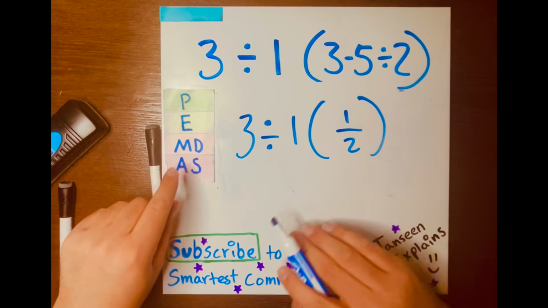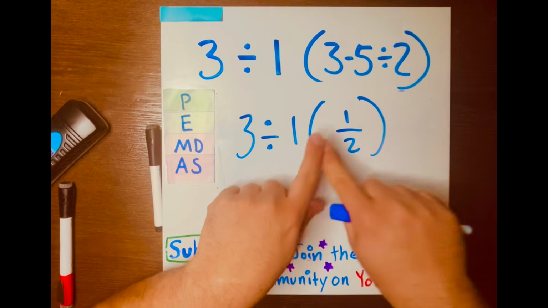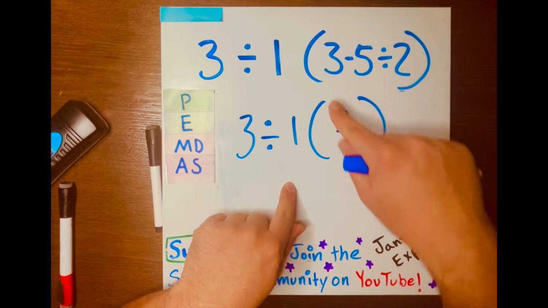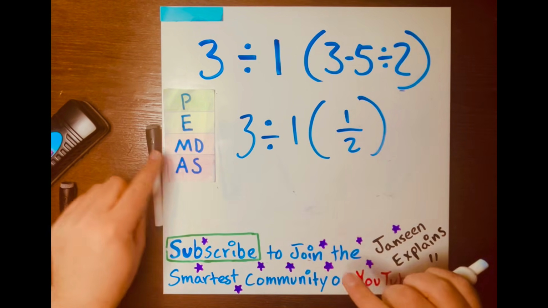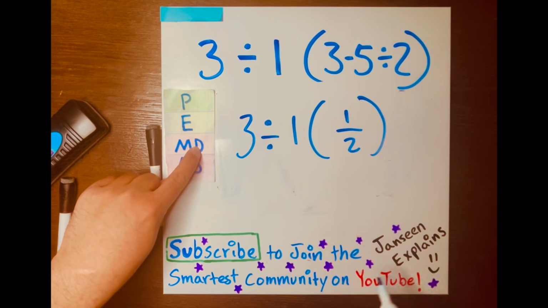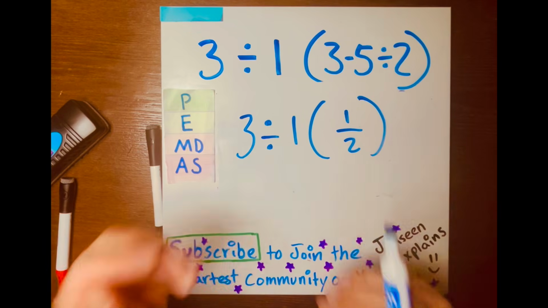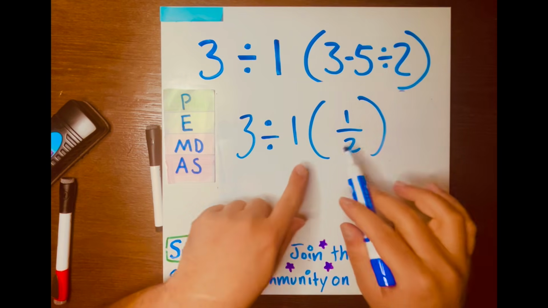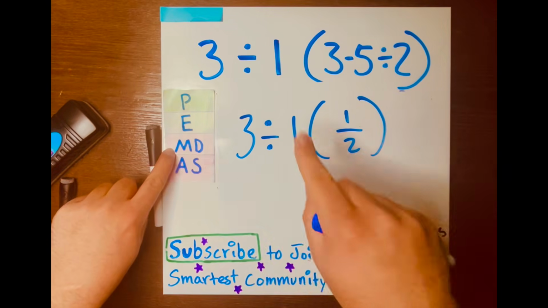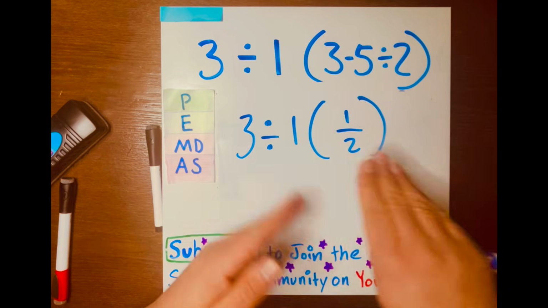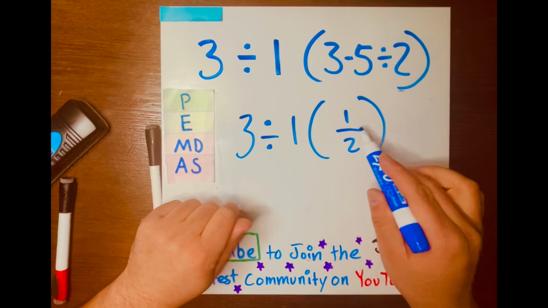Now, looking at PEMDAS, we're multiplying, right? This is multiplication, 1 times 1 over 2. You're multiplying, and you're dividing 3 divided by 1. And according to PEMDAS, you're dividing first, right? Because we are solving this math problem from left to right according to PEMDAS. And division and multiplication are both within its own level. So we just solve the math problem from left to right. So we start with 3 divided by 1. Not 1 times 1 over 2.